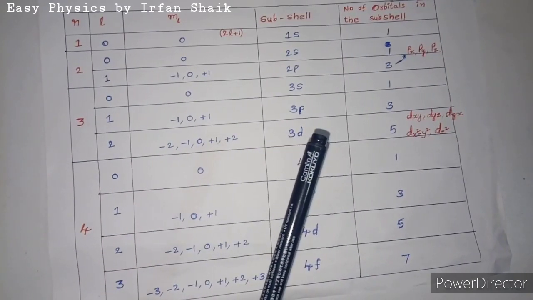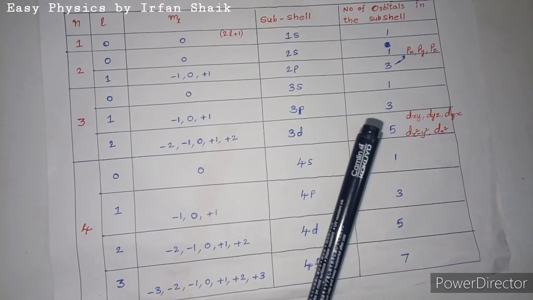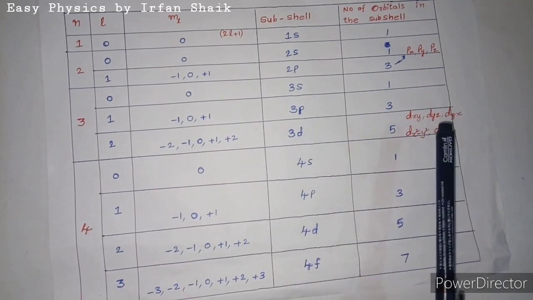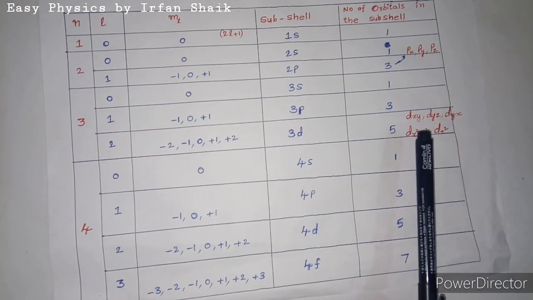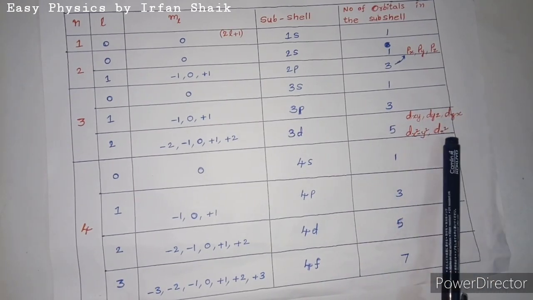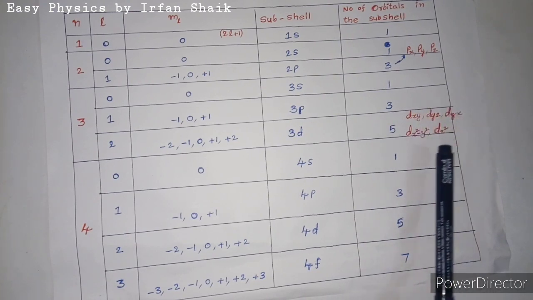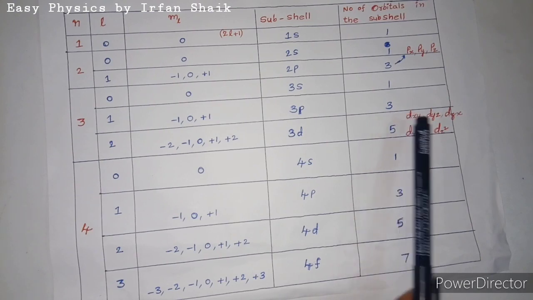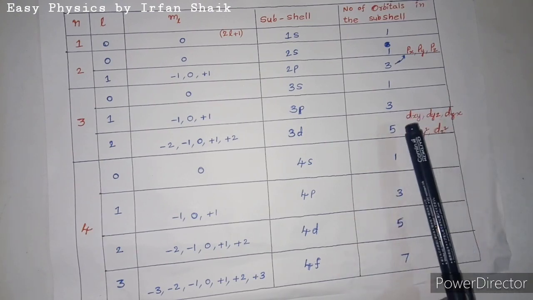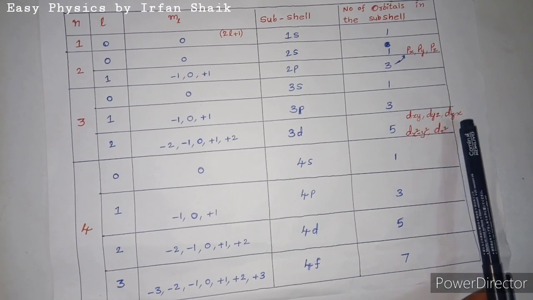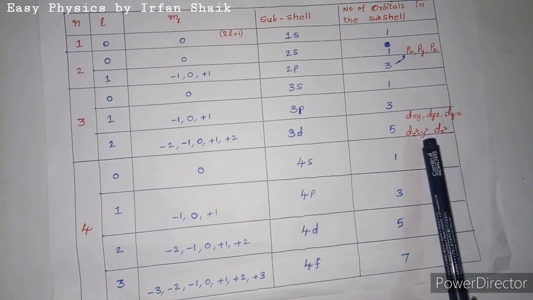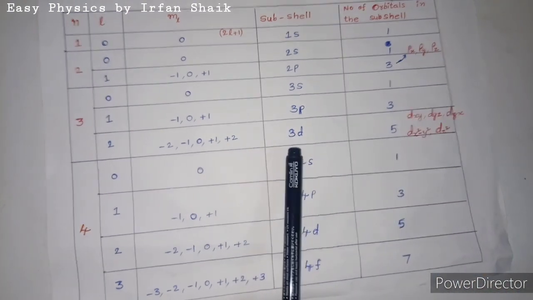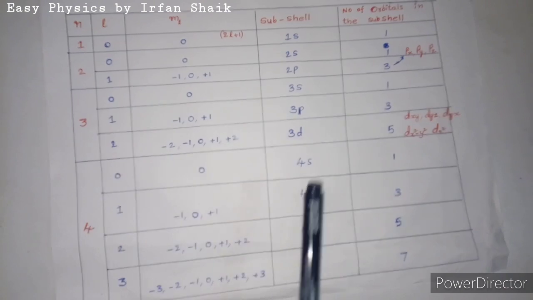So what are these 5 suborbitals of d? There are 5 suborbitals for d. They are namely dxy, dyz, dzx, dx square minus y square and dz square. These are the 5 suborbitals of d orbital. So if you want to say it perfectly, these are 3dxy, 3dyz, 3dzx, 3dx square minus y square, 3dz square. So these are the 5 suborbitals present in the 3d subshell.